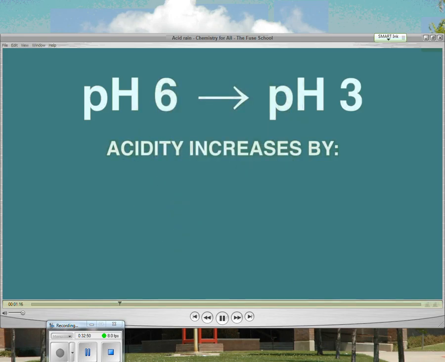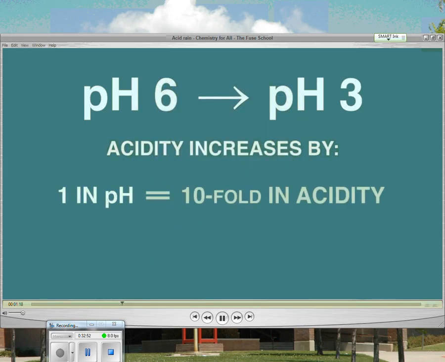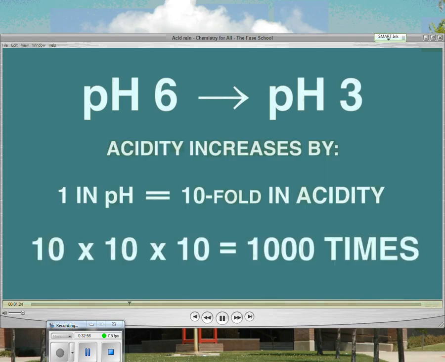Remember that each change of 1 in pH is a 10-fold change in acidity. So changing from 6 to 3 is 10 times 10 times 10, or 1,000 times more acidic. So it's a lot more acidic.